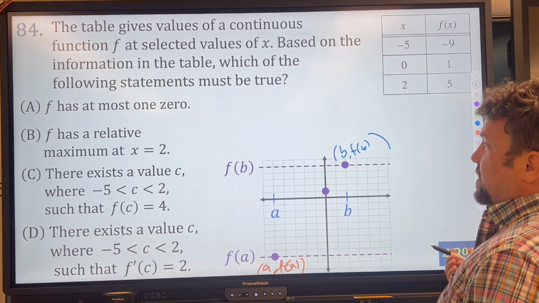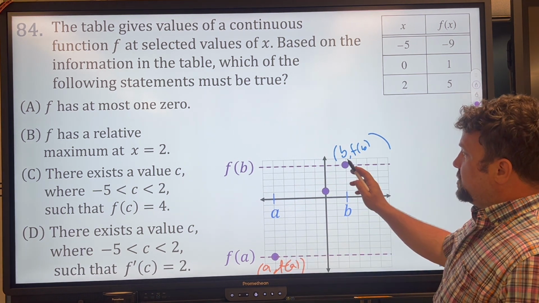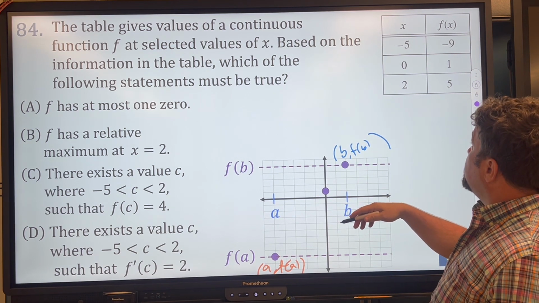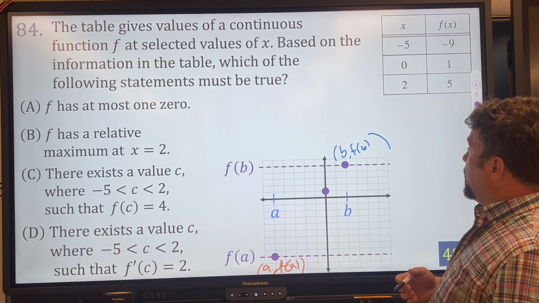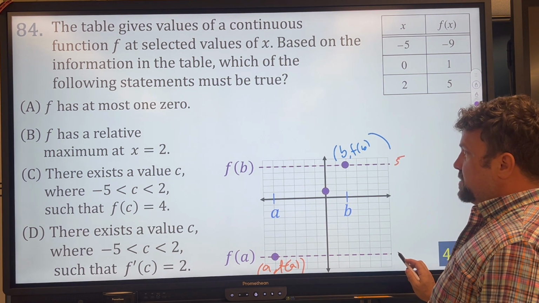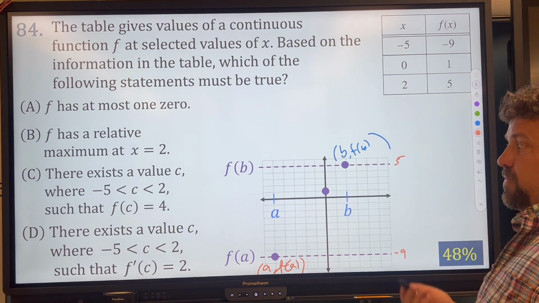Is there a value c between -5 and 2 such that f of c somewhere has to be 4? That might be true. Because this is 5. And this is, what's this one? -9. All right, so there has to be a 4 somewhere in there, right?